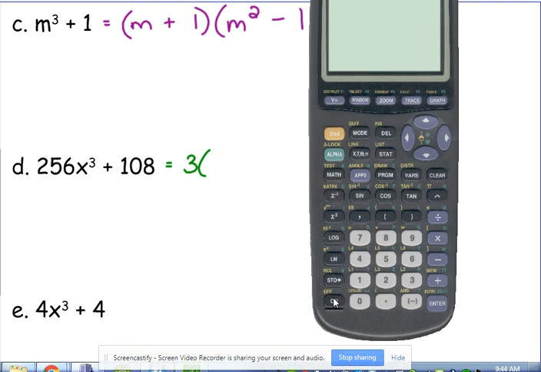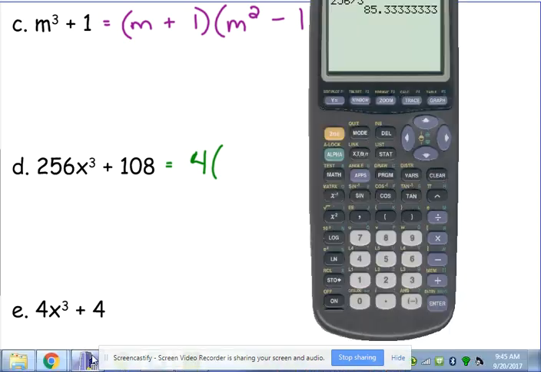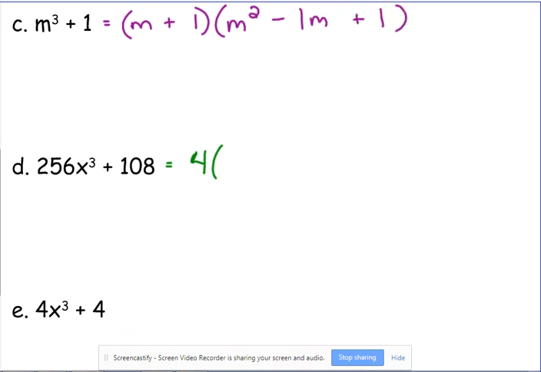256 divided by 3 is... Whoa, I had the cube root in there. My bad. Nope, it's not 3. Okay. I think it's 4. 108 is divisible by 3, but 256 is not. 256 divided by 4. There we go. That's better. 64x cubed plus, what would that be? 27. 108 divided by 4 is 27.